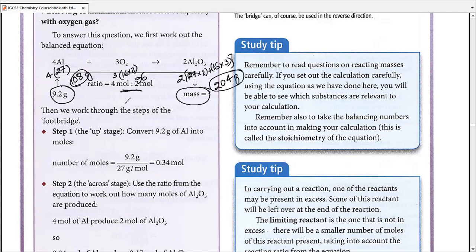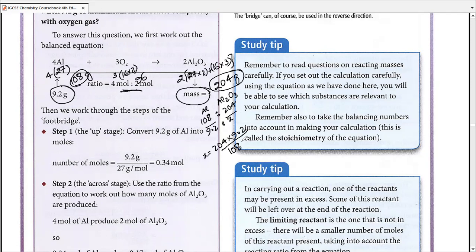So 9.2 grams would produce what? So that's 108 to 9.2, ratio of Al to Al2O3, 204 over X. And you can really find out this way. So this is a much quicker way of doing it. So X would be equal to 204 into 9.2 divided by 108. You can always find out the answer, right?